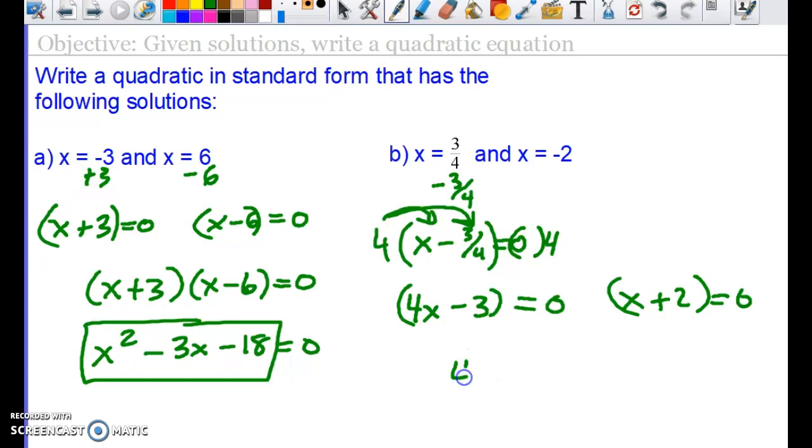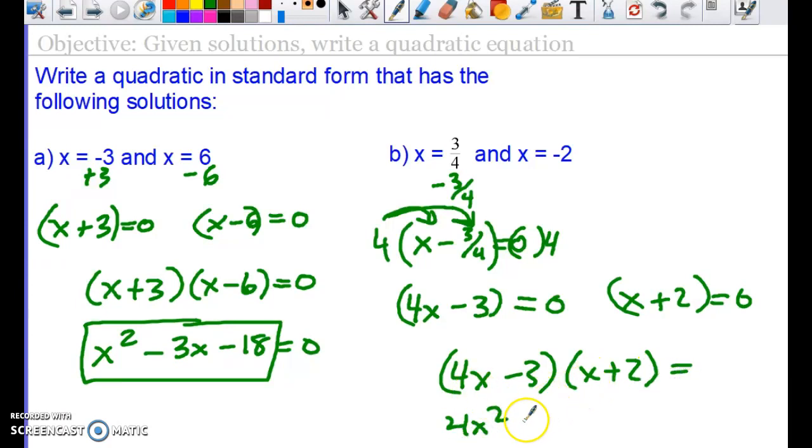And I can multiply those together to get what the factors would have been to start with, or the quadratic equation would have been to start with. So that would have been 4x squared, and I have plus 8 minus 3, it would be positive 5x minus 6 equals 0.